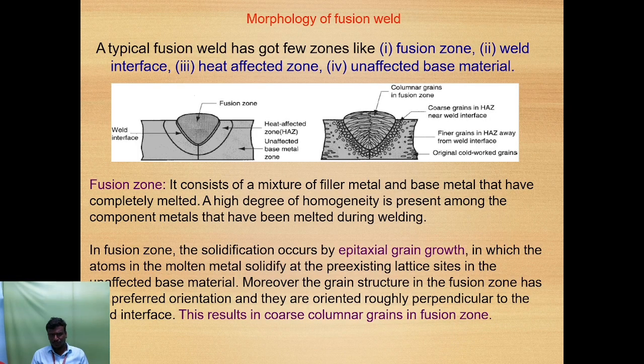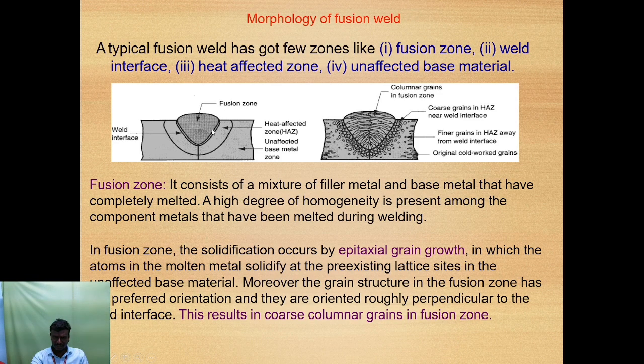In the morphology of a fusion weld, the typical fusion weld has a few zones. The first zone is the fusion zone. The second is the welded interface. The third is the heat affected zone, and the fourth is the unaffected base material. The fusion zone consists of a mixture of filler metals.